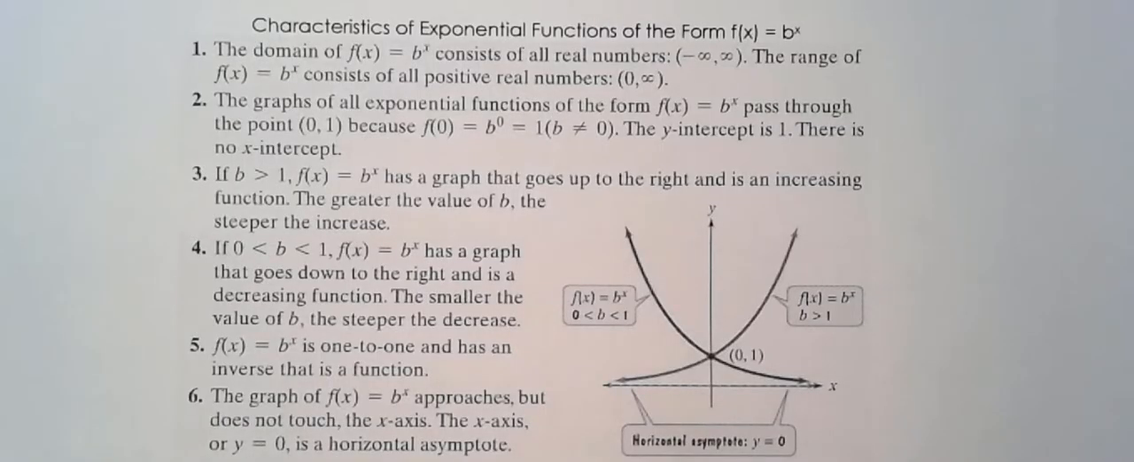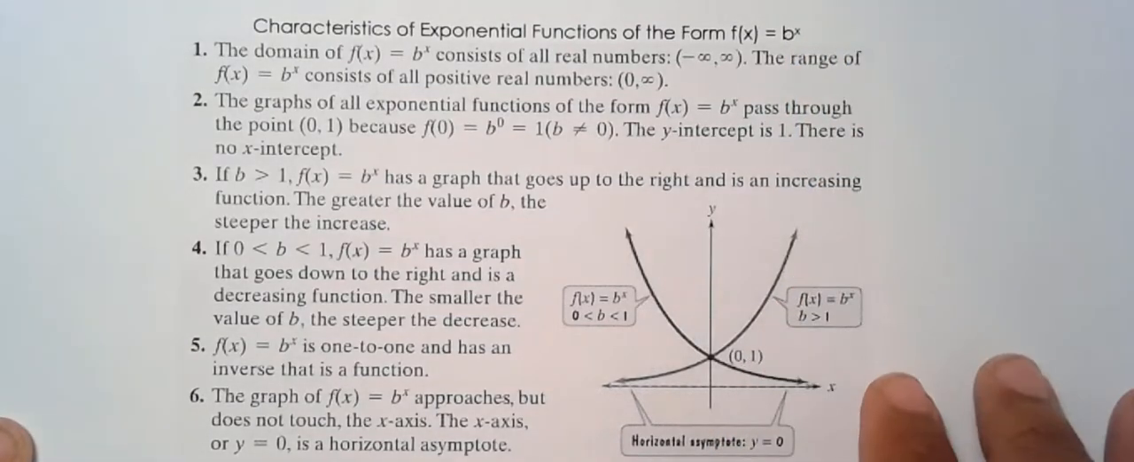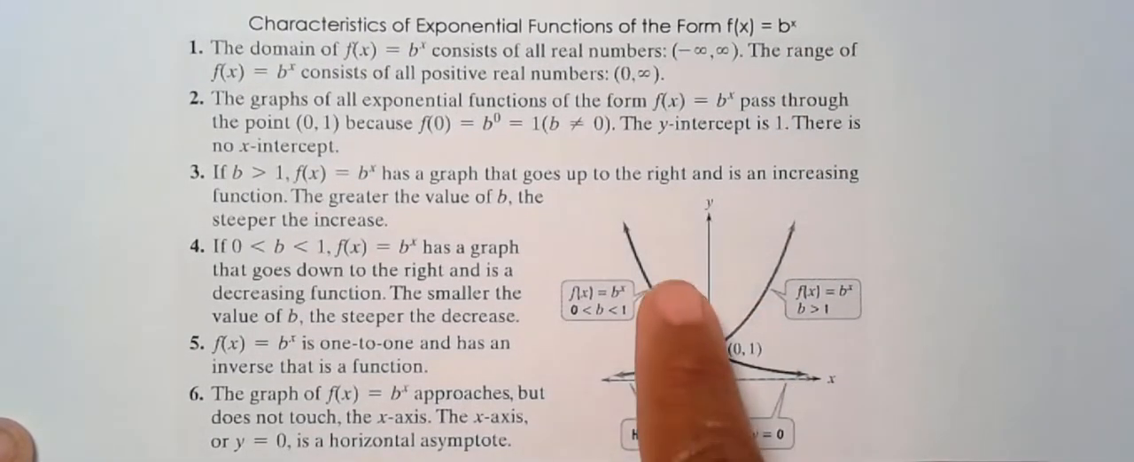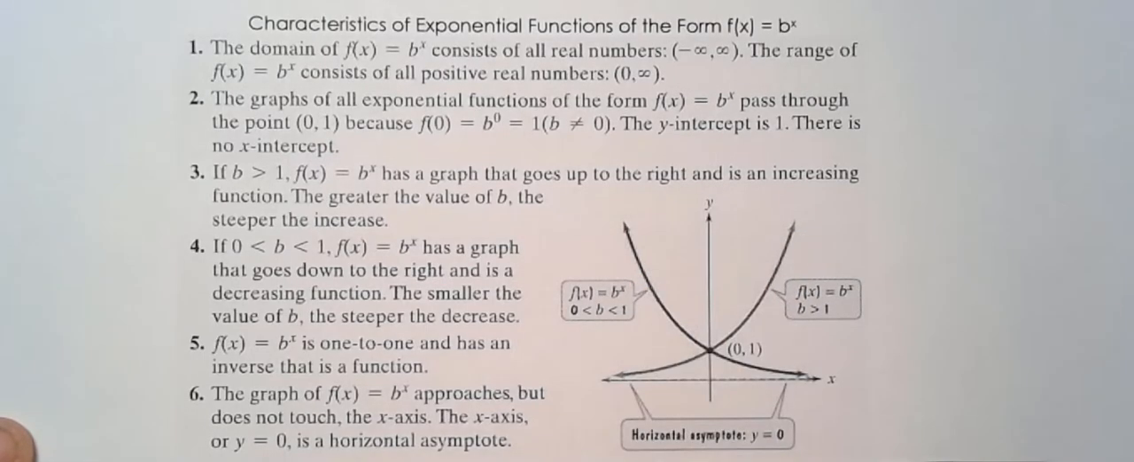All right, in this section, we're going to talk about exponential functions of the form f of x is equal to b to the x power. So an exponential function is a function where you have a base raised to an x power. And here is an example of what an exponential function will look like. Okay, so we're going to go through each of the characteristics.